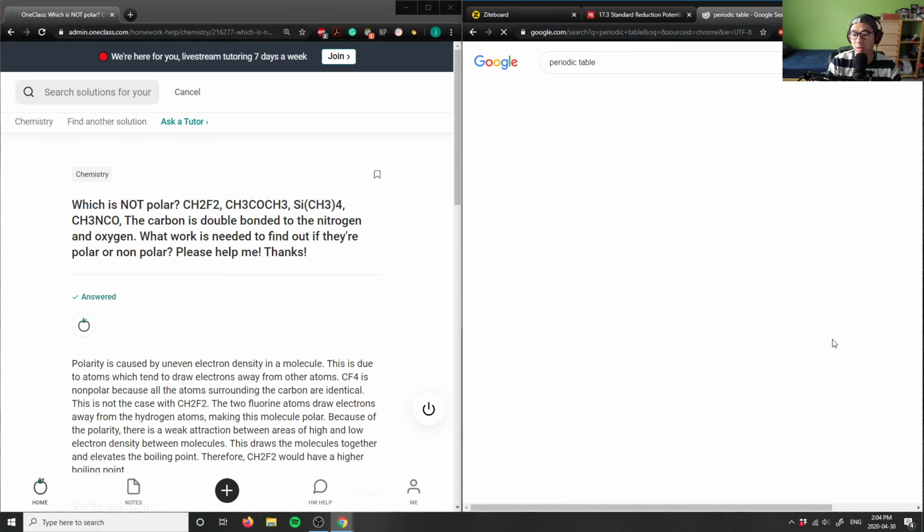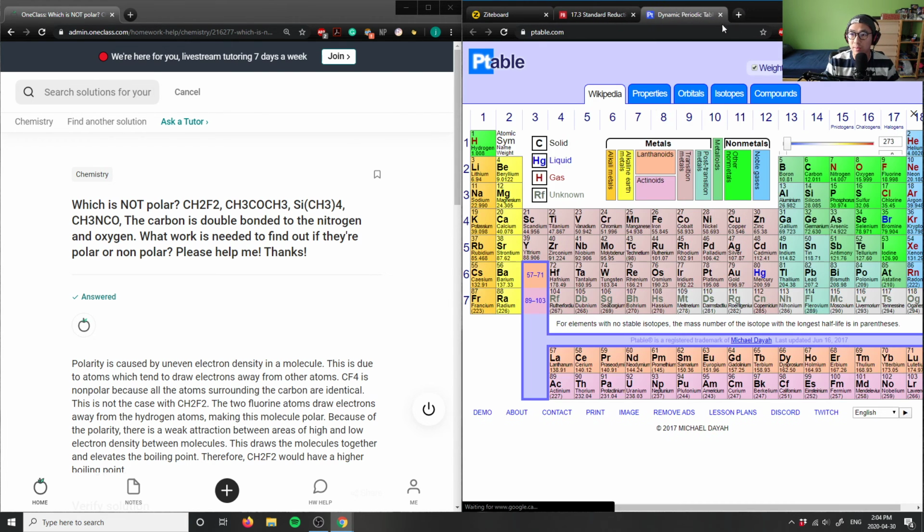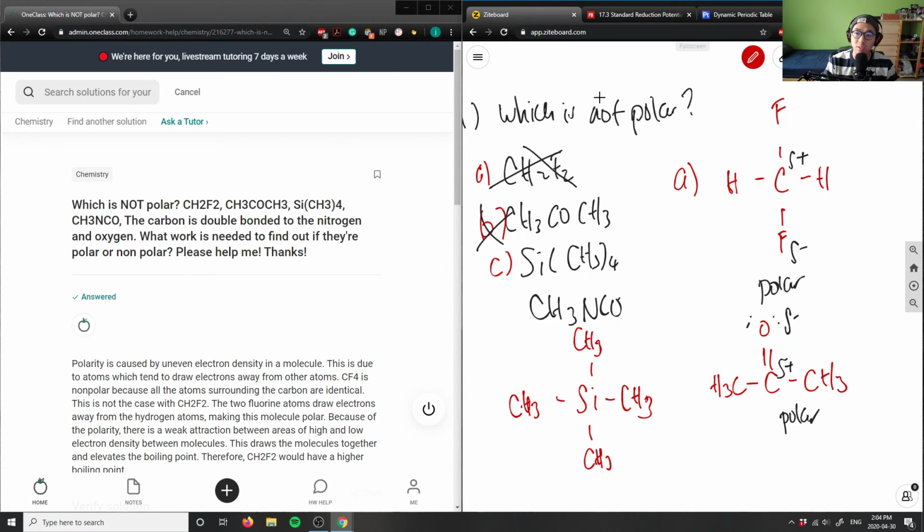Let's see how many bonds silicon makes here. And silicon here, it's in group 14, which means it can make 4 bonds here. So again, I have 4 bonds here. It's going to saturate the silicon here. And these carbons are also saturated as well, which means there's no dipole moment here.